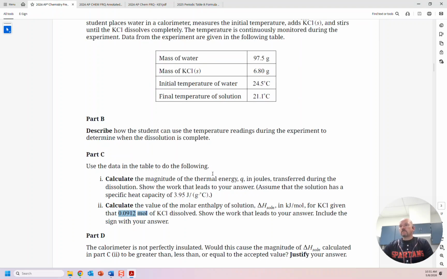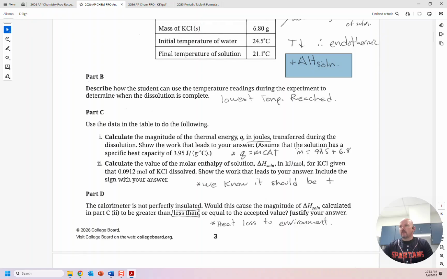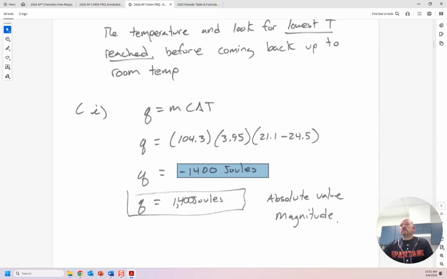Okay, let's check the annotations. So, lowest temperature reached, right? Q equals mcΔT. Just a reminder here that the mass is not just this number or just that number. And then here we know it's got to be positive. Now, we're not getting a point for the right sign if we don't have the right value, because that's tied to question one, that's it. But we know it should be positive, right?